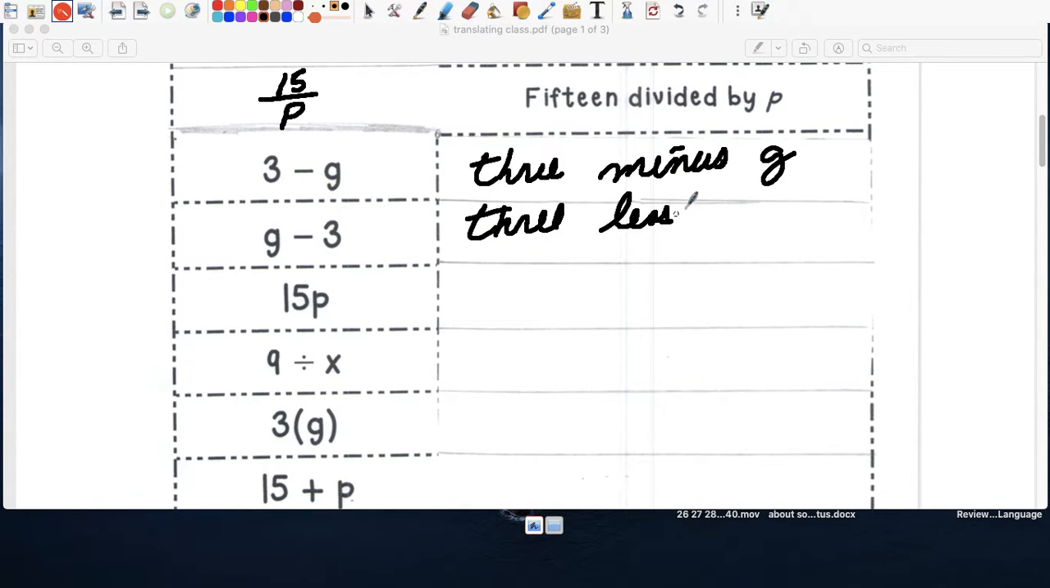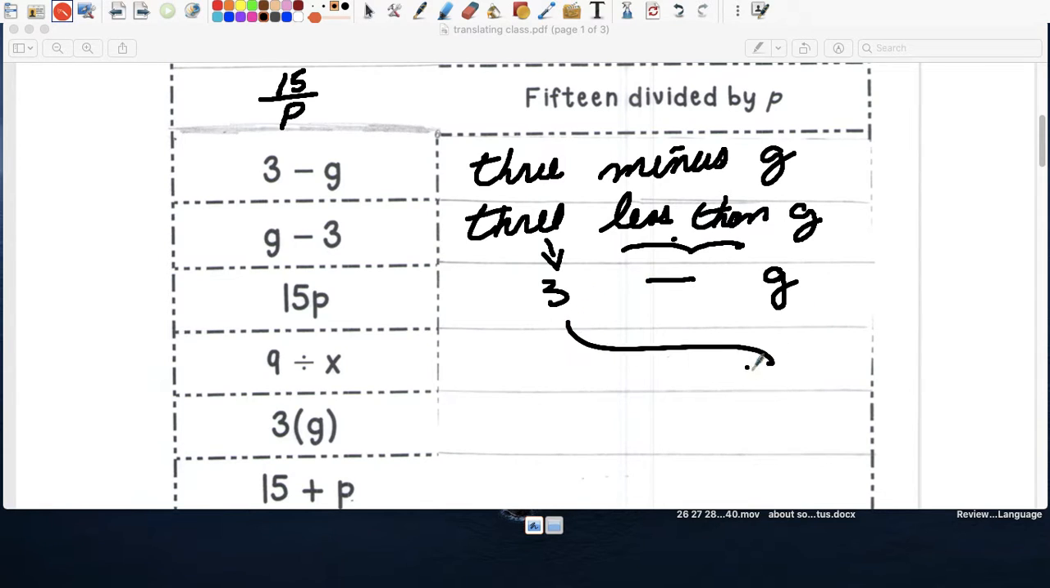less than g. Remember, it's a turnaround word, so that's going to turn around, right? So, 3 less than g. If we put 3, less than is minus, and then g over here, you know that this is going to switch, right? That's going to go to the back. This is going to the front, so we get g minus 3, which is that one.